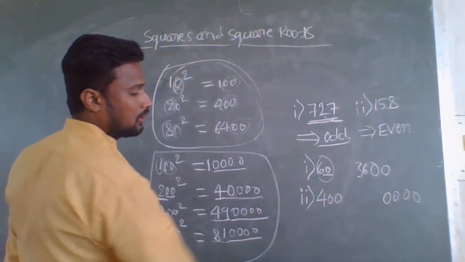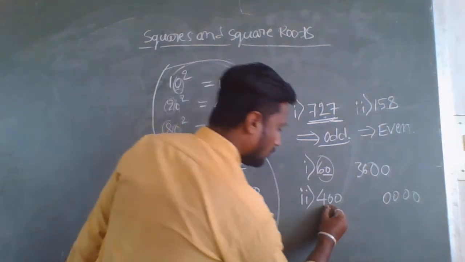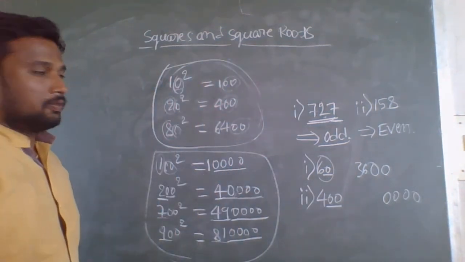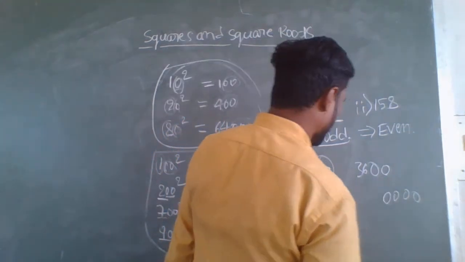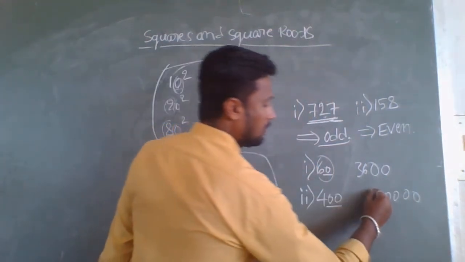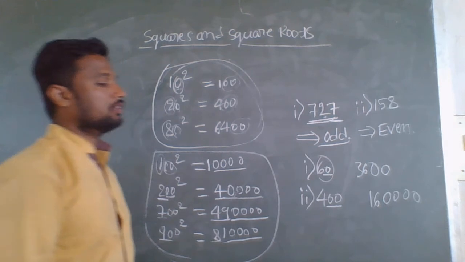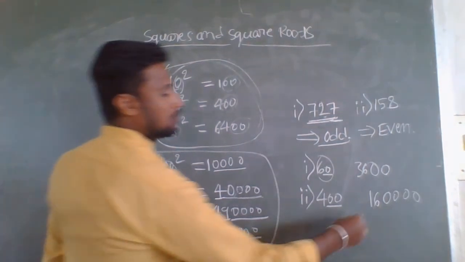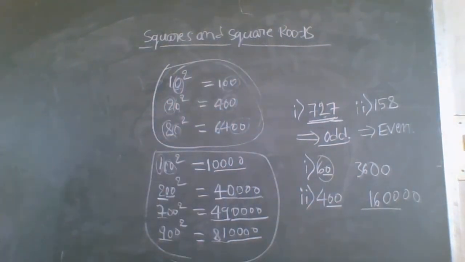Again, like this only, here it is 400. They have given two zeros here. Then 4 zeros will be there in the square number, and the square of 4 is 16, 4 into 4, 16. So this is the square value of 400.